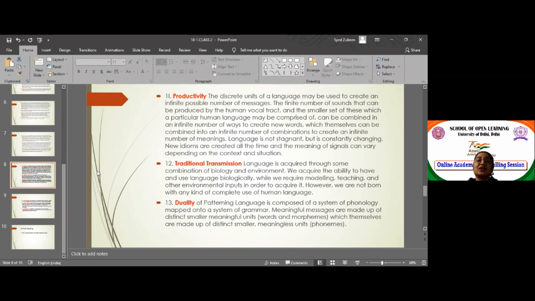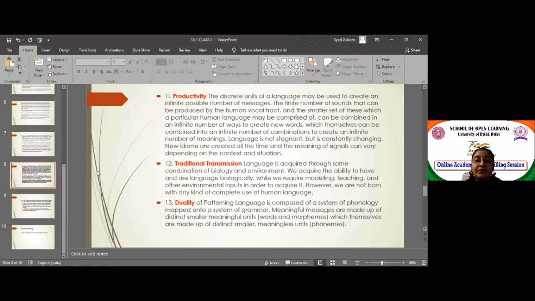Human beings are always being trained to speak or write. So that is the traditional transmission of language. And lastly, duality. Duality of patterning: language is composed of a system of phonology mapped onto a system of grammar.